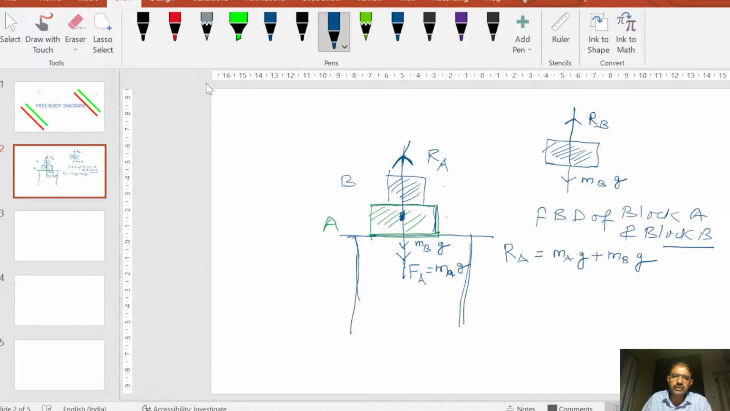So now only two forces are applied on this block B. Here if a question comes to your mind, sir, this table is also provided. No, this table is not in contact with block B. So only two forces are acting on block B.